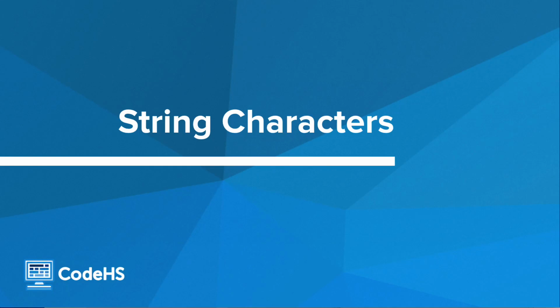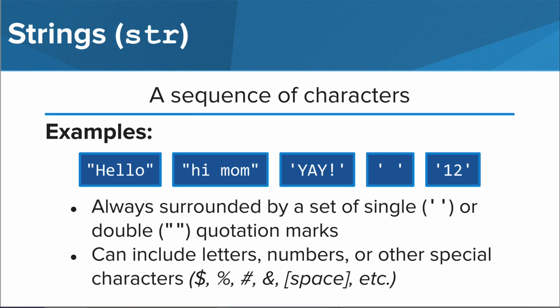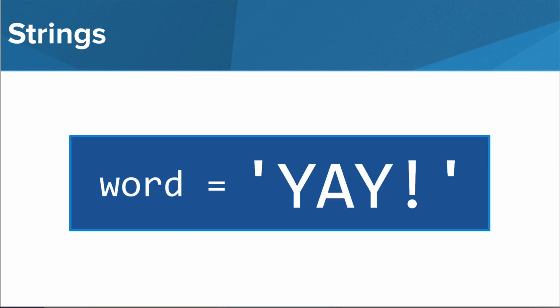Hi, in this lesson, we're going to look at how we can access individual characters in strings. Let's dive in. Remember that a string is any sequence of characters that is given between a set of quotation marks. Here is an example of a string. Word is the variable we are saving our string inside, and yay is our string value.